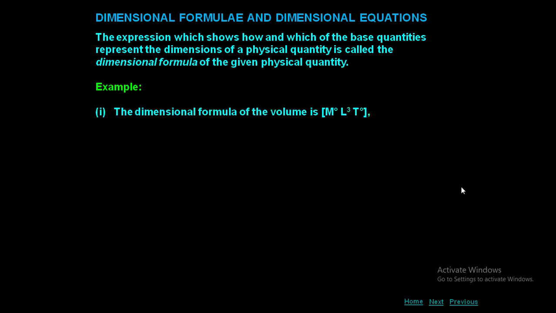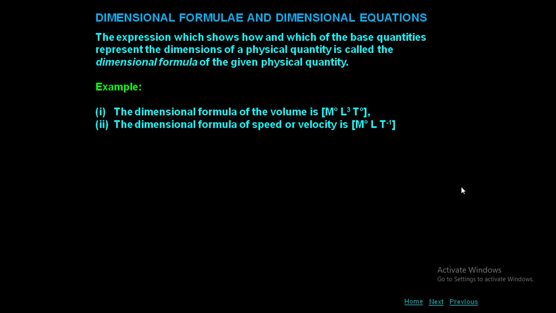Example, the dimensional formula for volume. Initially, in the previous slide we have seen that the dimension of volume is L cube, but that is not the dimensional formula. How do we have to represent it? M, L, T. But volume has dimension only with respect to length. Then what about mass and time? We have to give 0, because anything to the power 0 is 1. So it will not affect.